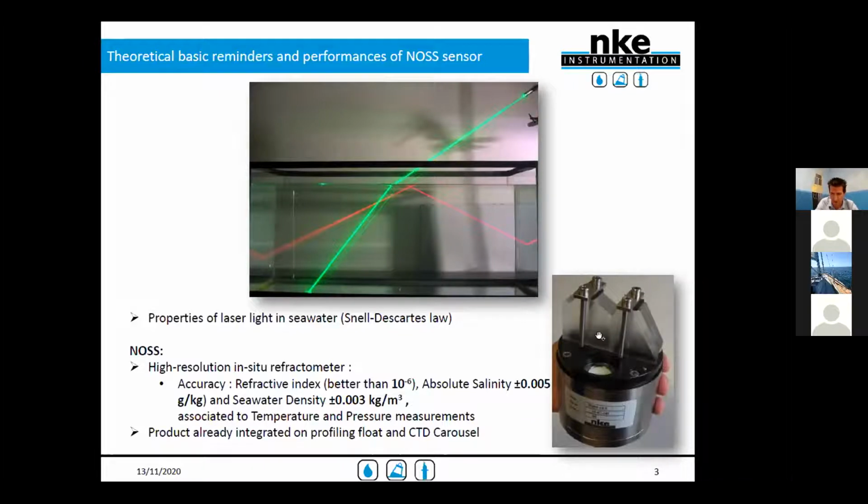You have a picture here of the NOSE sensor. The part of detection is here. Your laser beam will propagate in the medium, and after a variation of salinity, your beam changes its direction. We measure this very precisely. We measure the deviation of the laser beam with a position sensitive device.